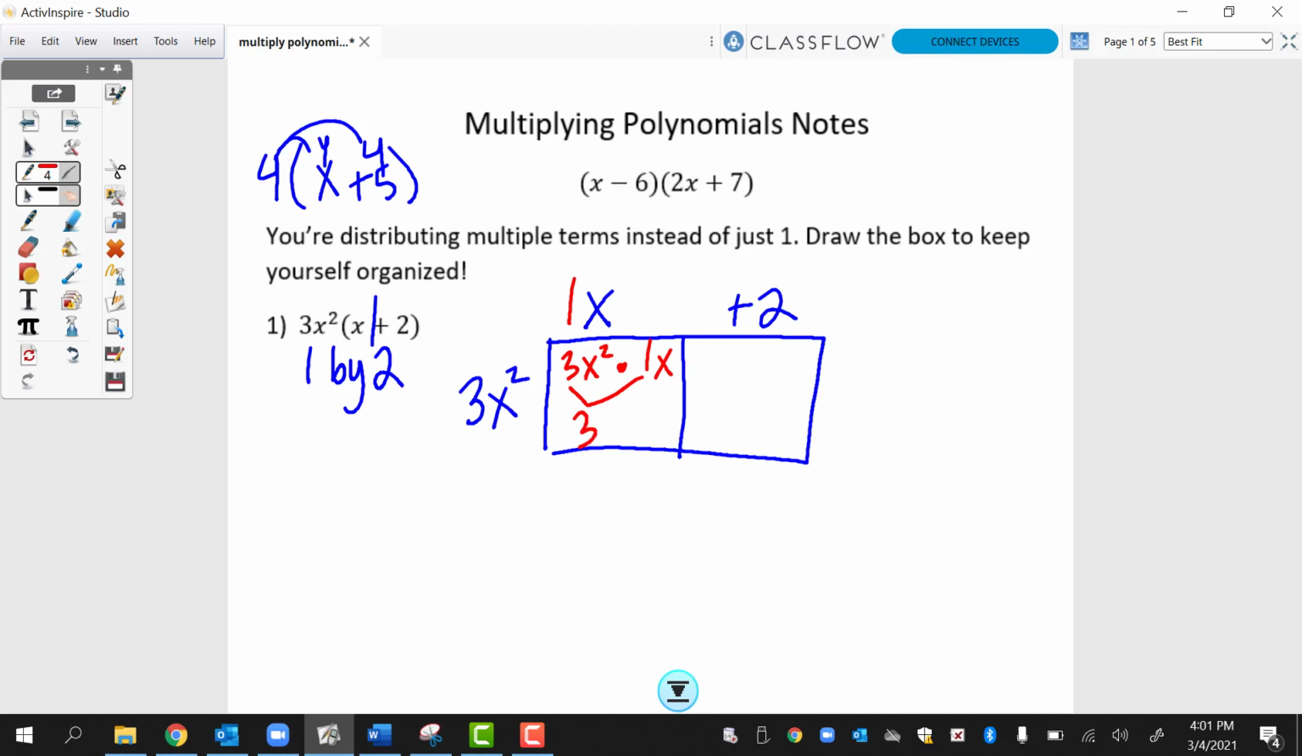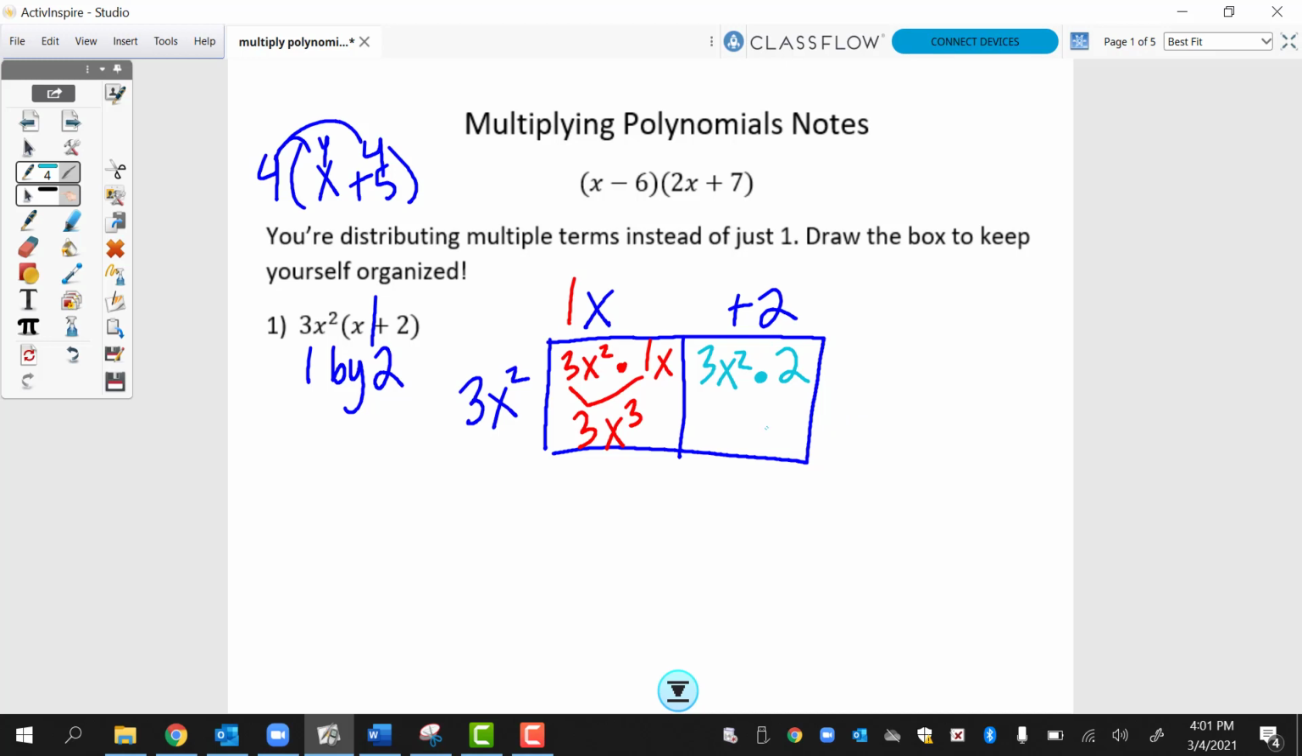And then I look at how many x's I have. Well, I have x to the 2 and then x to the 1 power. We know there's 1x right there. So 2 x's and 1x, that's going to be x to the 3 power. Okay. And then I multiply in the other box. So now for this box, I'm doing this 3x squared times, what's up here, a positive 2.